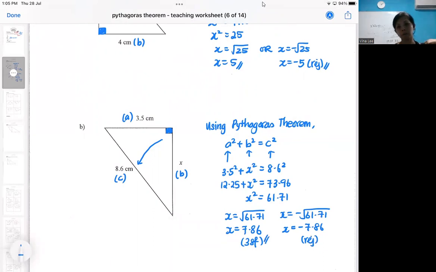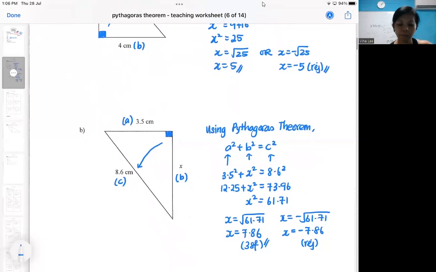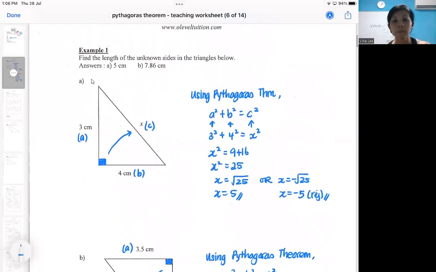So that is how a basic Pythagoras theorem question is like. Sometimes we will have questions that have more than two right angle triangles connected. We'll be looking at it in the subsequent example.